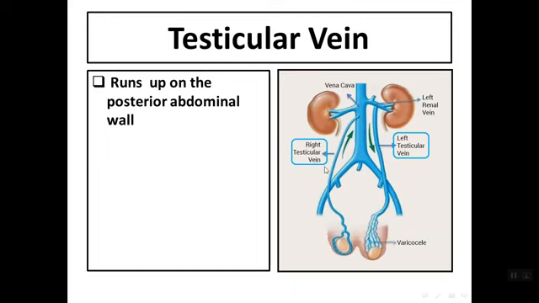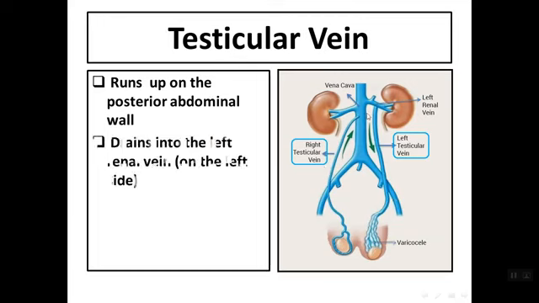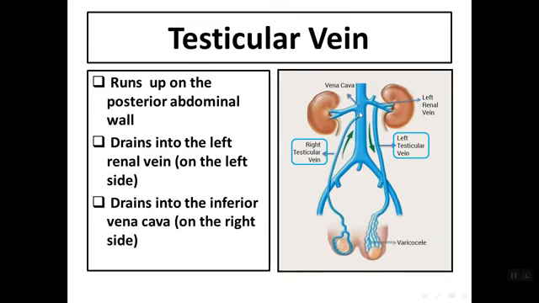It runs up on the posterior abdominal wall and drains into the left renal vein, this is on the left side. Going to the left side, we see the left testicular vein will drain into the left renal vein, while on the right side it drains into the inferior vena cava directly.